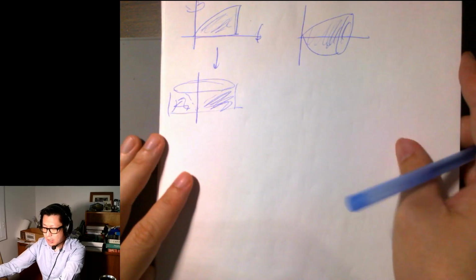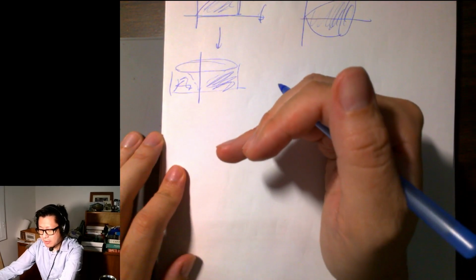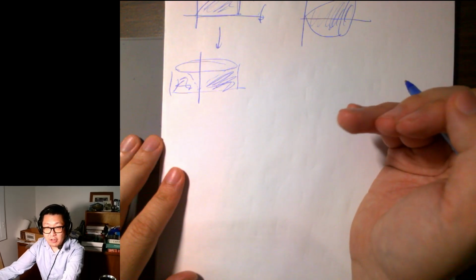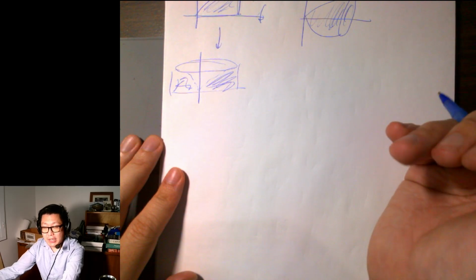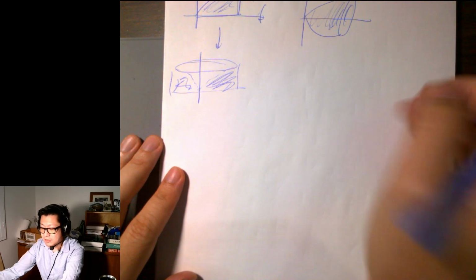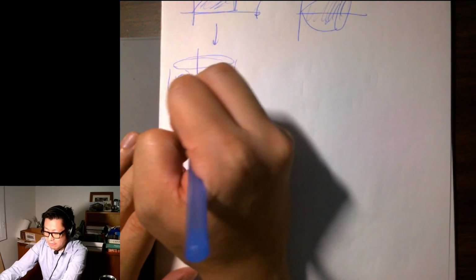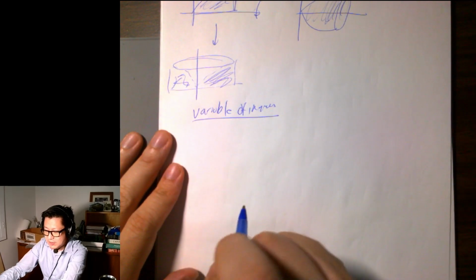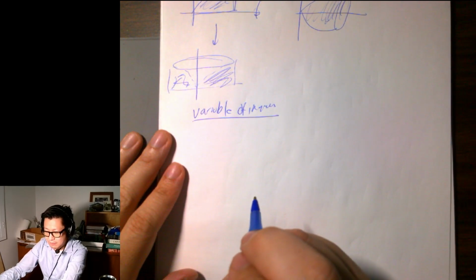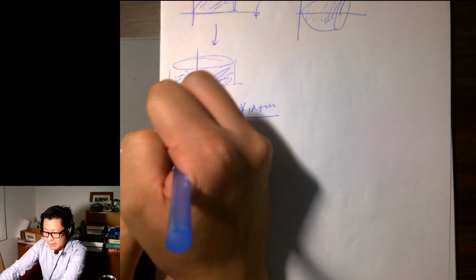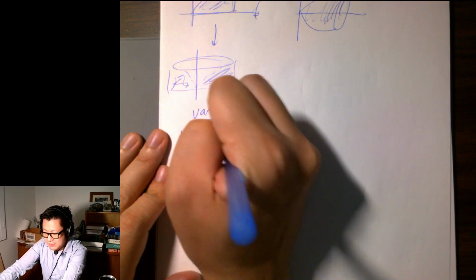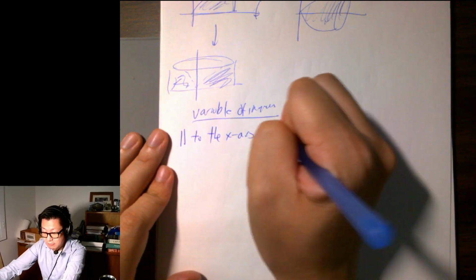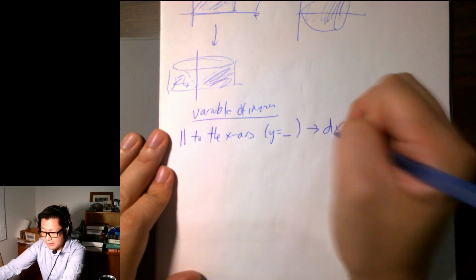Now, when you are revolving an area, there are two things that you should initially keep in mind. What is my variable of integration, and am I using disks or washers? Your variable of integration is going to be set by the axis of rotation. If you're rotating parallel to the x-axis, including the x-axis, in other words, a line y equals something, you're going to be using dx.